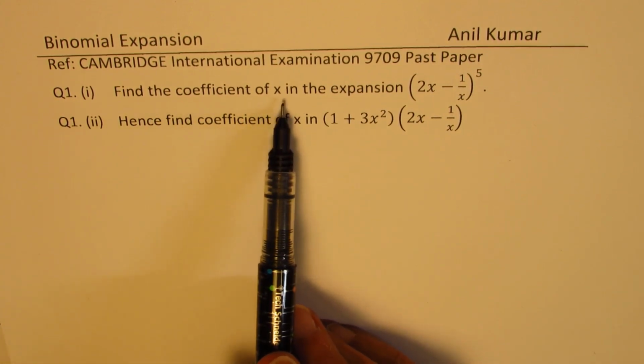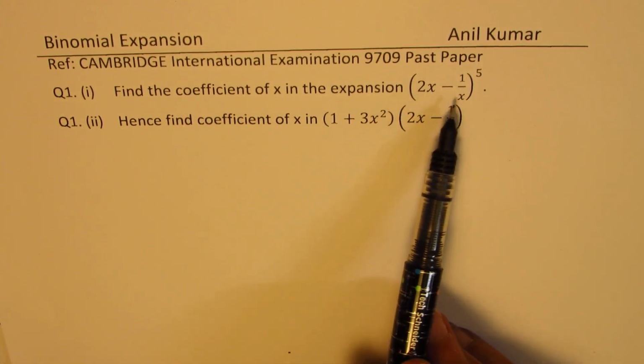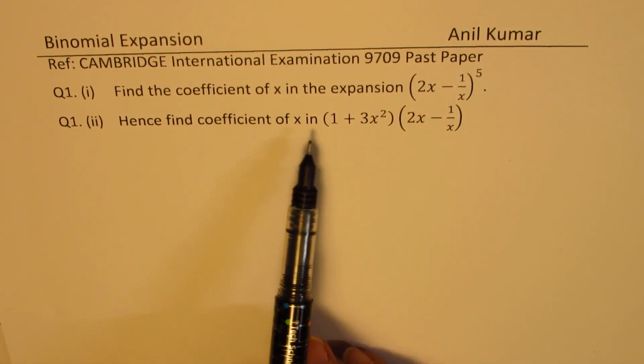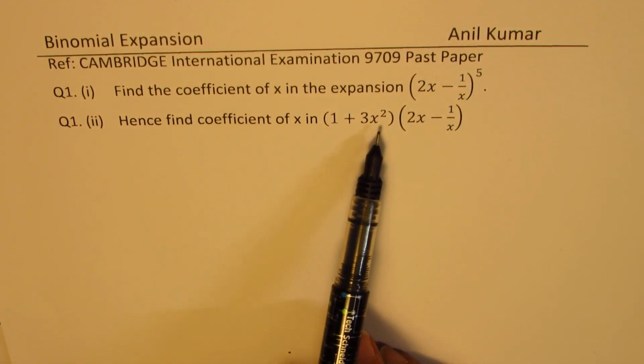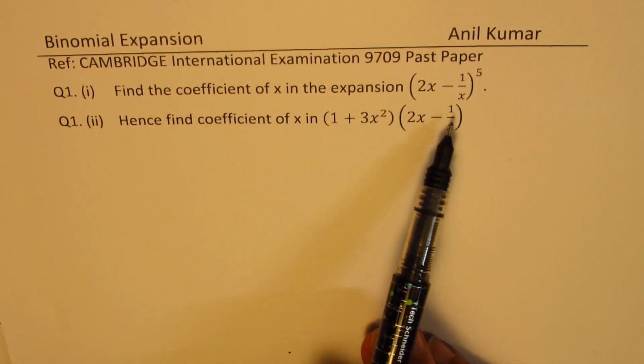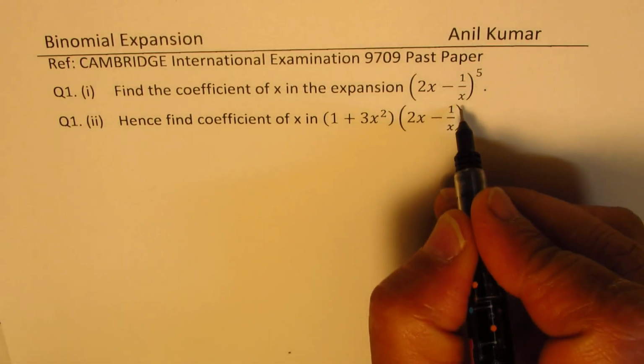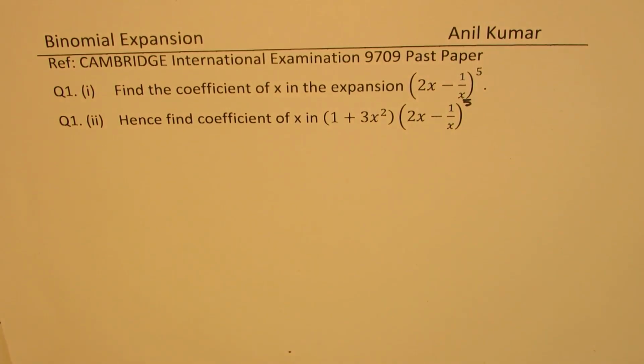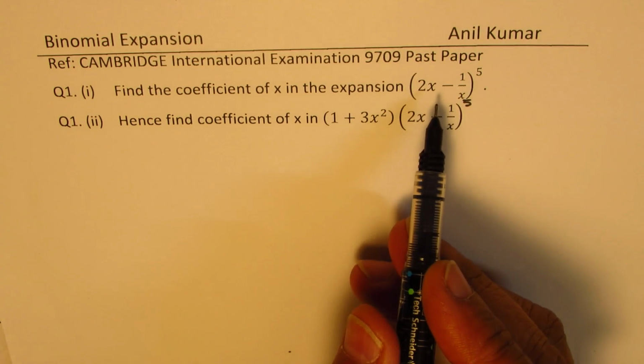Find the coefficient of x in the expansion of (2x - 1/x)^5. Hence find the coefficient of x in (1 + 3x^2)(2x - 1/x)^5. Right? So that is the question for you. You can always pause the video, answer this question, and then look into my suggestions. So let's follow the method which we have learned so far.